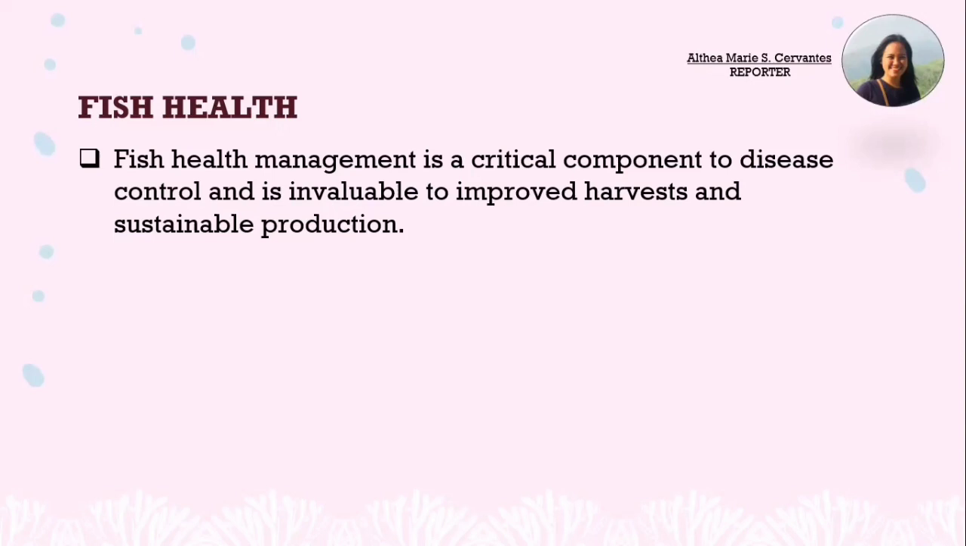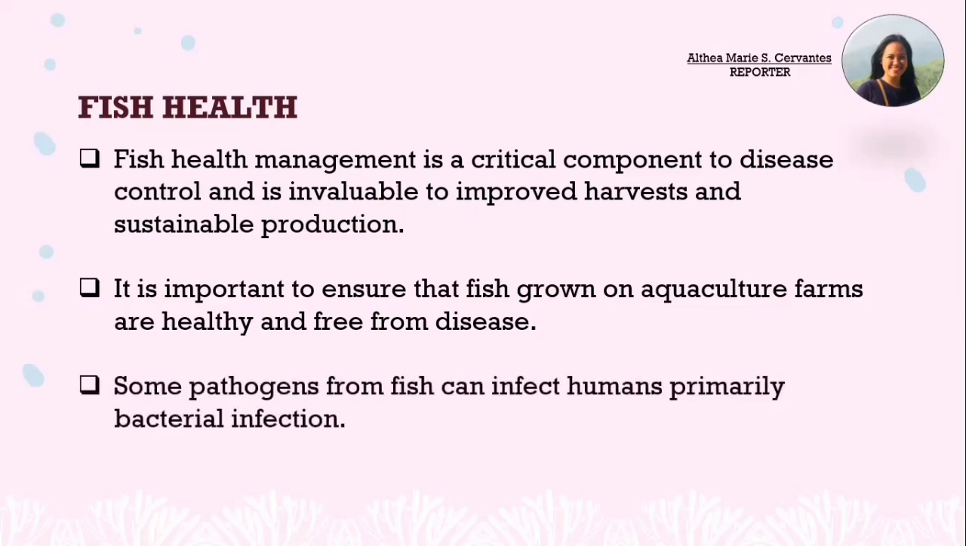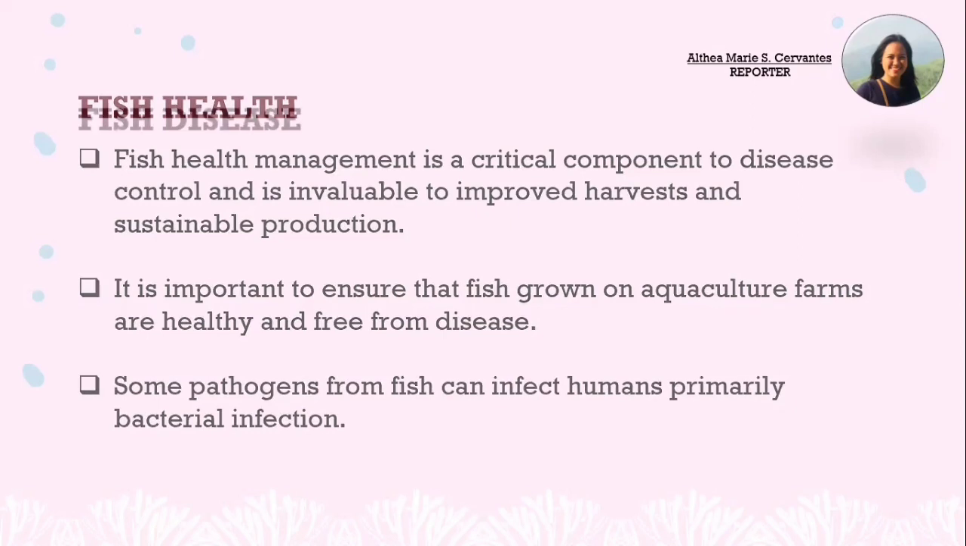Under this management are the things you need to focus on and control, such as feeds, water quality, number of stocks, and fishes to produce. It is important to ensure that fish grown on aquaculture farms are healthy and free from disease. Some pathogens from fish can infect humans, primarily bacterial infection.